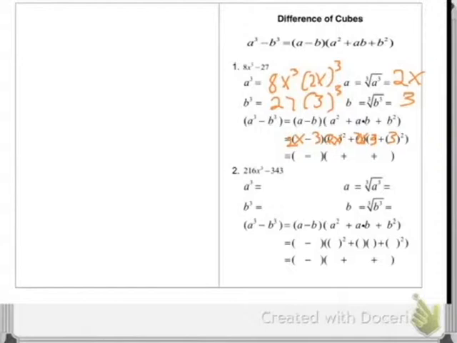Now we're going to simplify it. 2x minus 3. 2x squared would give you 4x squared. 2x times 3 would give you 6x. And 3 squared is 9. And that would be your final answer. It's as simple as that. Let's do the other example.